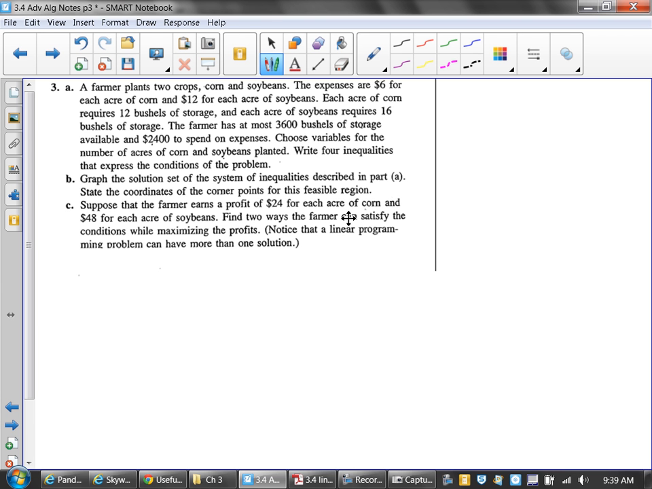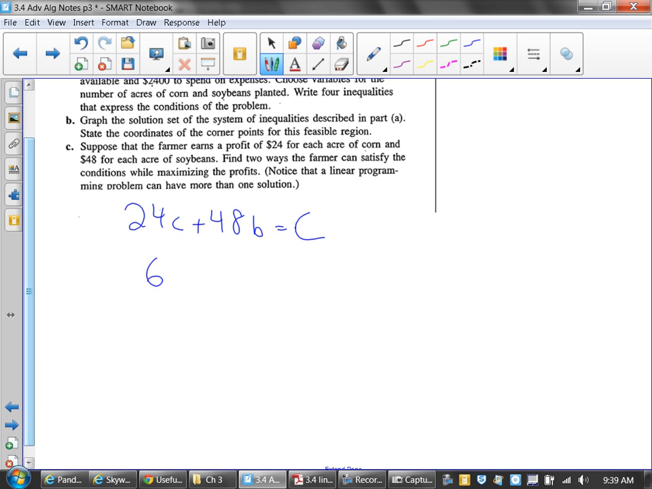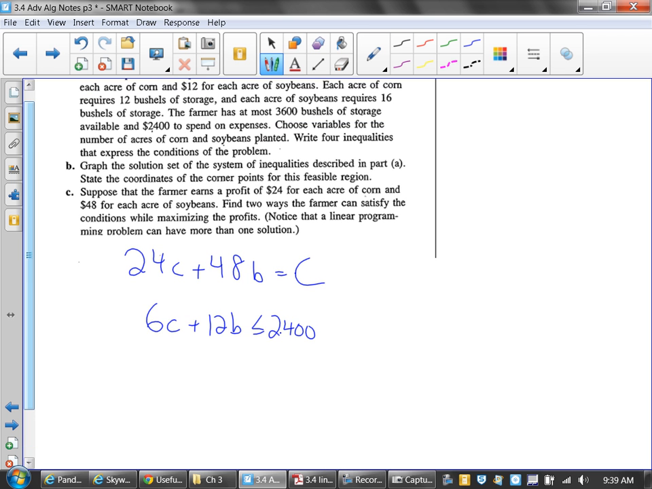So we're trying to maximize our profit. So we know that it's 24 corn plus 48 beans for our maximize function. We know that we have $6 and $12 for our expenses. And we have no more than $2,400 to spend. So you have 6C plus 12B less than or equal to 2,400. And what was the other one we had there? Our storage space, you get 12 and 16 for storage.